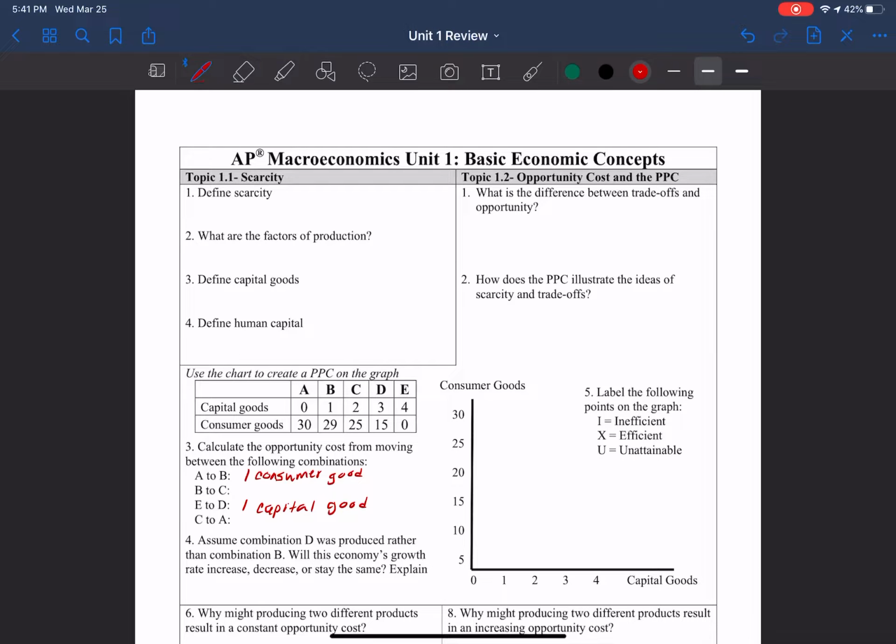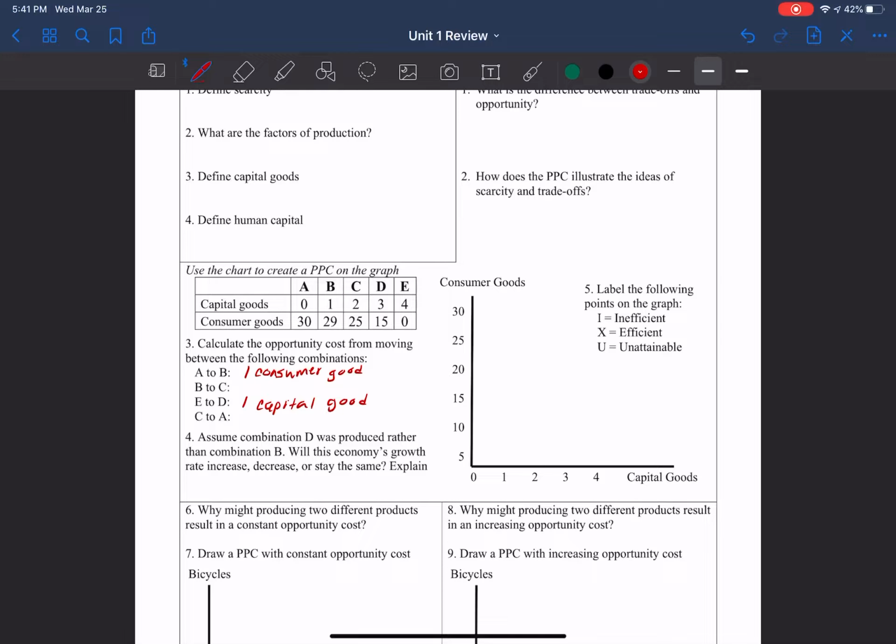Alright guys, I'm going to help you out with a few of the questions from Unit 1's review guide. I'm going to start off with number 3. That's asking to calculate the opportunity cost for moving between the following combinations. So what did you have to give up in order to make that move?